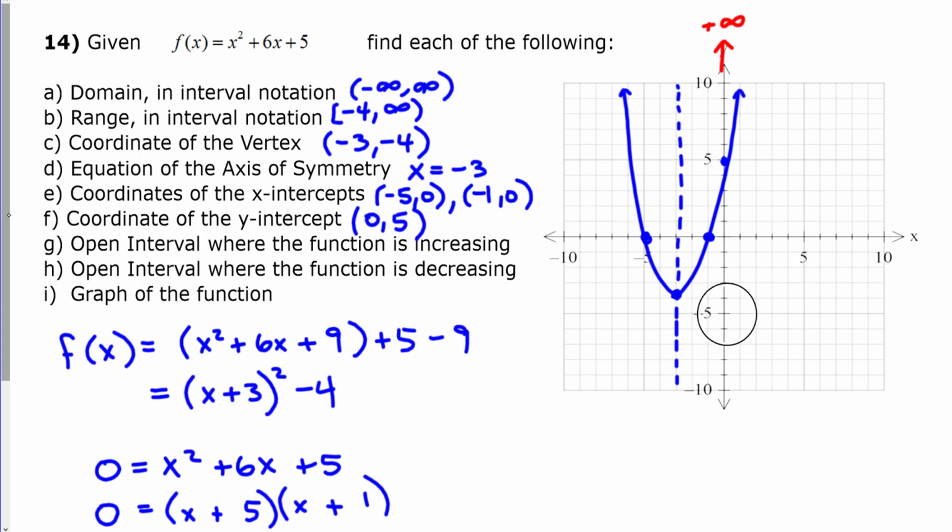All right, now, other things we need to fill in. The open interval where the function is increasing. All right, it's increasing on the right side of my vertex. And my vertex is at negative 3, so negative 3 to positive infinity. And it's decreasing on the other side. And that's all the different pieces. So really the only solving is for the x-intercepts and the vertex itself.